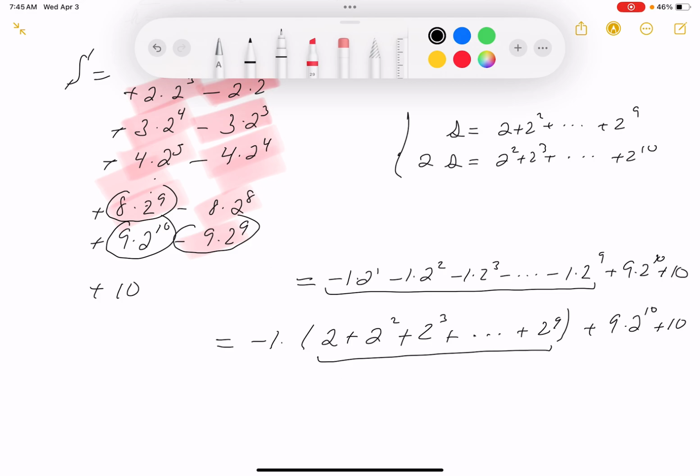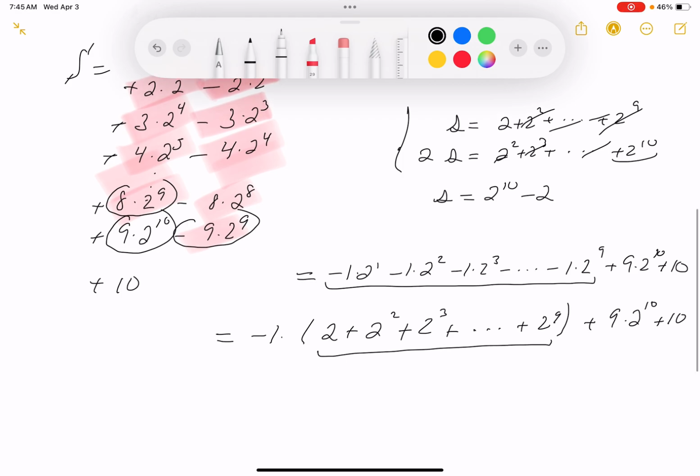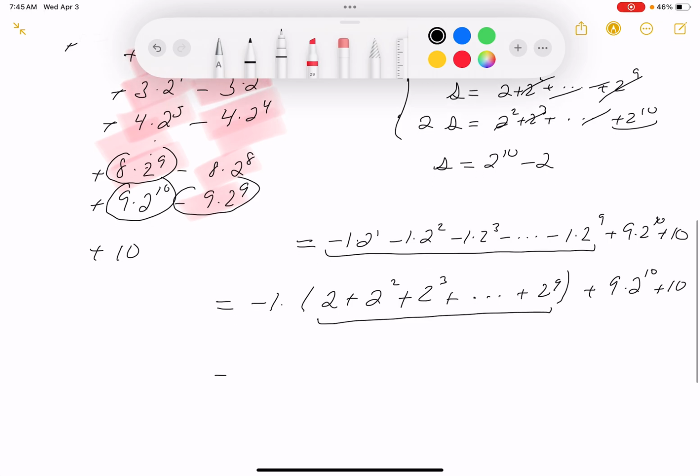I'm going to subtract these. Well, 2s minus s is just s. Well, I got to subtract the other guy. What are you going to get? 2 to the 10th. That's right over there. 2 to the 9th would cancel off, and everything down to 2 squared would cancel off, minus 2. So I could write that down now. Let's put that down. What are you going to get? Minus 1. That's going to be 2 to the 10th, minus 2, plus 9, 2 to the 10th, plus 10.